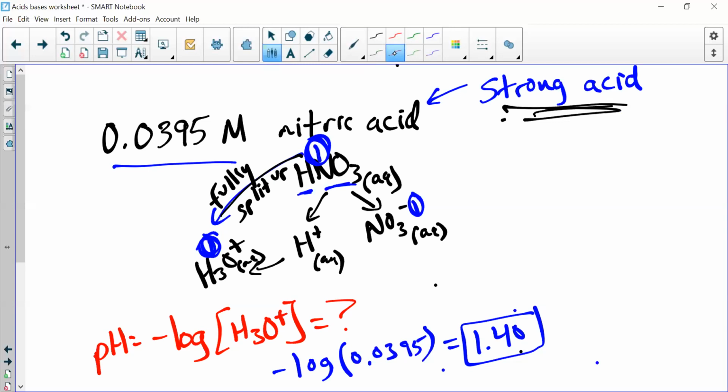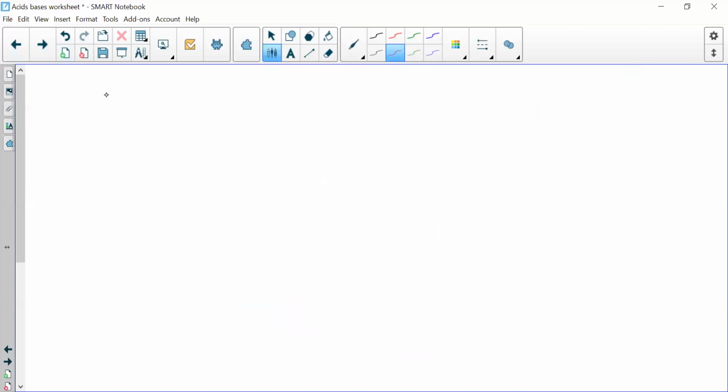acid. When I say mono, what is that? One. Protic, what does that sound like? Proton. And what is a proton? H+. So this is a monoprotic acid, meaning it has one H+ that it's going to give. So that's why it's a 1-to-1 proportion. Let's look at a different acid. Let's go with sulfuric acid.